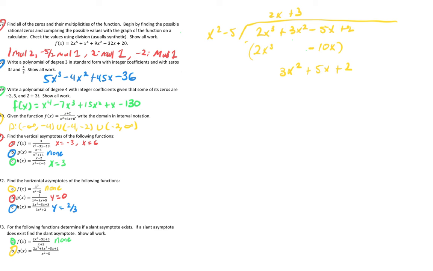Now plus 3x squared minus 15 would be 0 plus 5x plus 17. So since there's a remainder there, that will become our slant asymptote, the 2x plus 3.